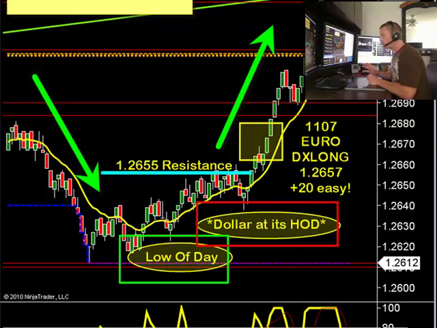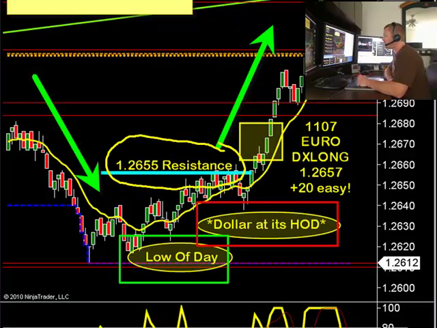Now we also noticed on the euro that we had some sort of resistance, a roadblock overhead, and it was at 26.55. So once I notice my euro is at the low and my dollar at the high, I'm then going to quickly check: is there anything overhead that might keep this euro from rising? I want to take a long trade in the euro. I want the euro to rise.